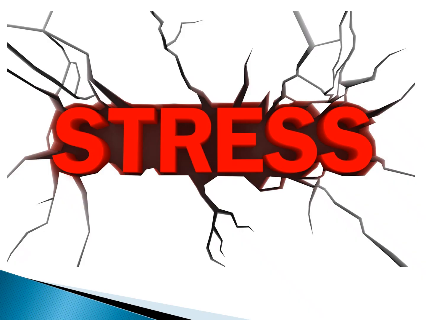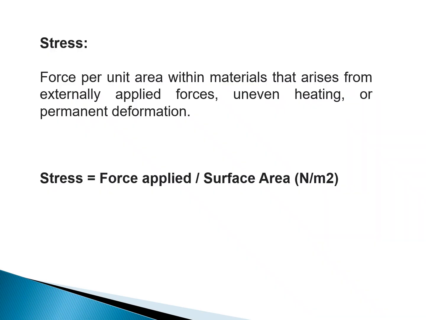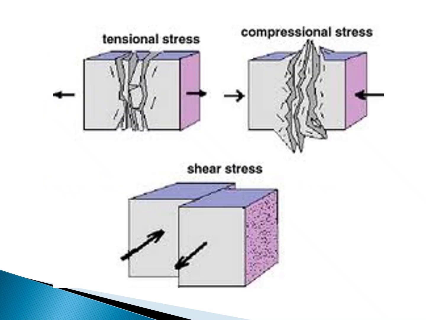First, let us talk about what stress is. Stress refers to force applied per unit area that arises within a material as a result of externally applied forces. Stress is measured by the total force, measured in newtons, divided by the surface area, measured in meters squared. So the unit for stress is newton per meter squared.